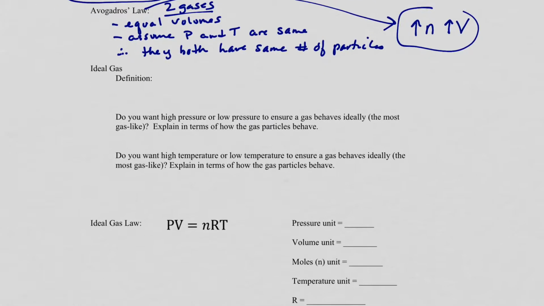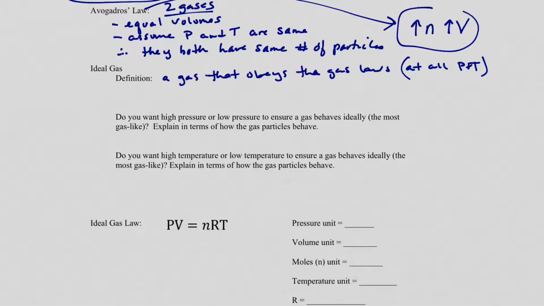All right, let's take a look. An ideal gas, as a definition, is a gas that obeys the gas laws at all pressures and temperatures. Okay, so any gas is an ideal gas. All you need to do is make sure that that gas is behaving as gas-like as possible. And the only way to make a gas behave gas-like is to give the particles the opportunity to be very far apart from one another.